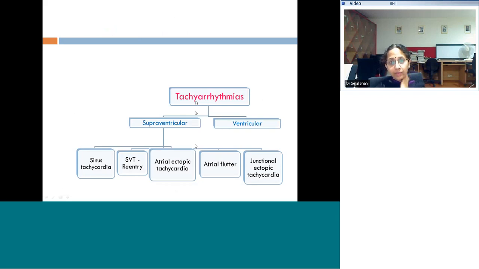And whenever we have tachyarrhythmias, grossly we try to understand whether it's supraventricular or ventricular, though ventricular are very, very less common. Supraventricular can be sinus tachycardia, or it can be re-entry, or it can be ectopic, or it can be atrial flutter, or it can be junctional. However, SVTs and flutter and ectopic tachycardias tend to be a little more common than junctional.